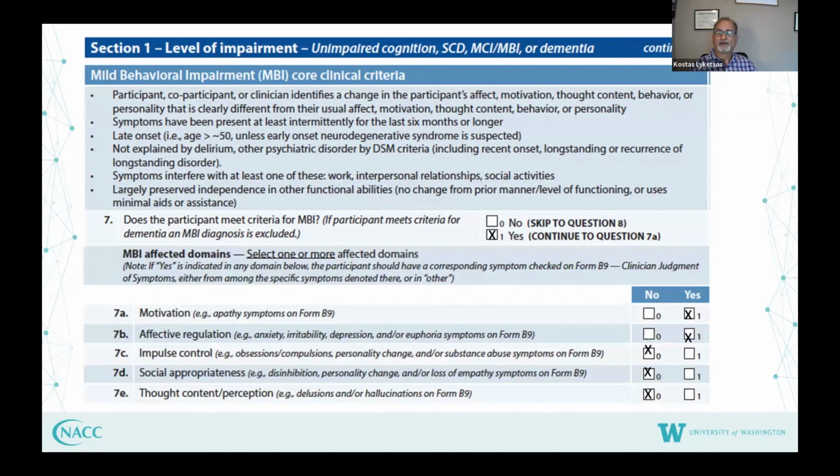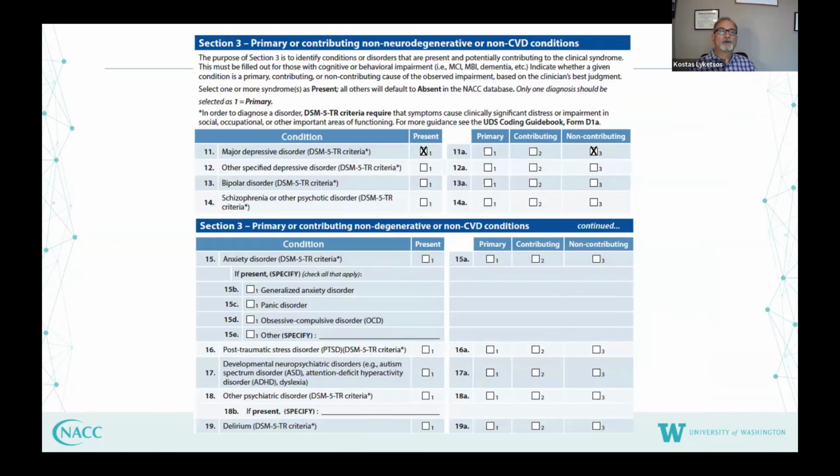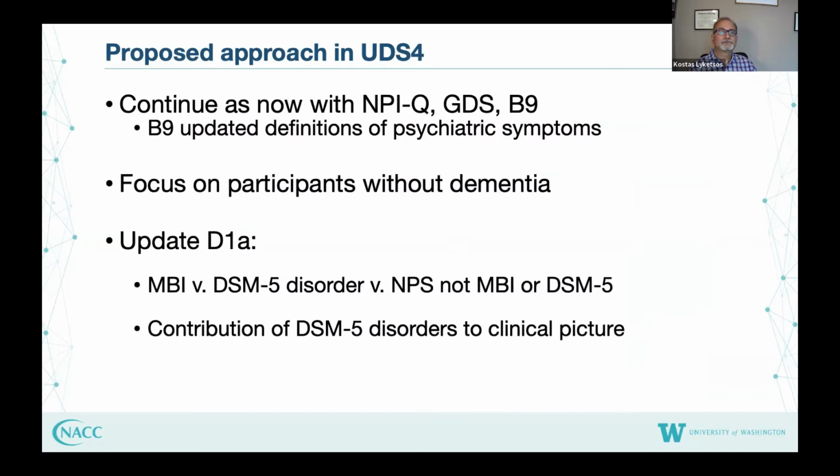And again, you will pick your domains, which I chose in this illustrative case to be roughly the same. You will also record a prior history of major depression, but that it's non-contributing. I'm using major depression here as a common example. I think anxiety disorders are going to be a less common, but also not infrequent, occurrence that you come across.